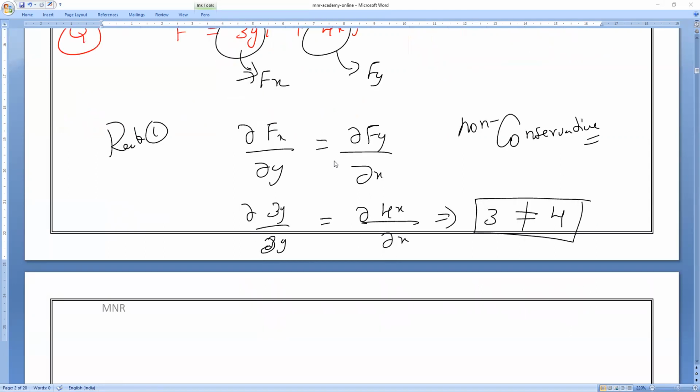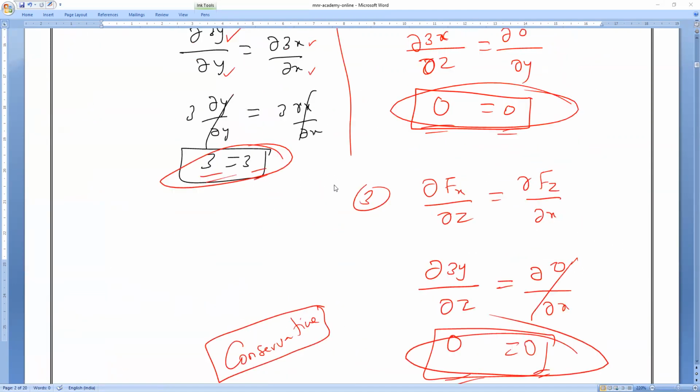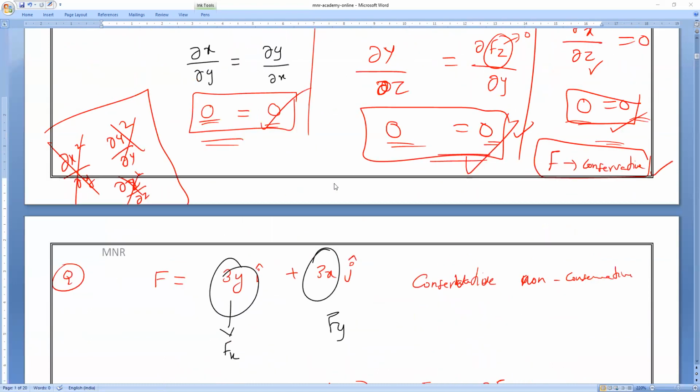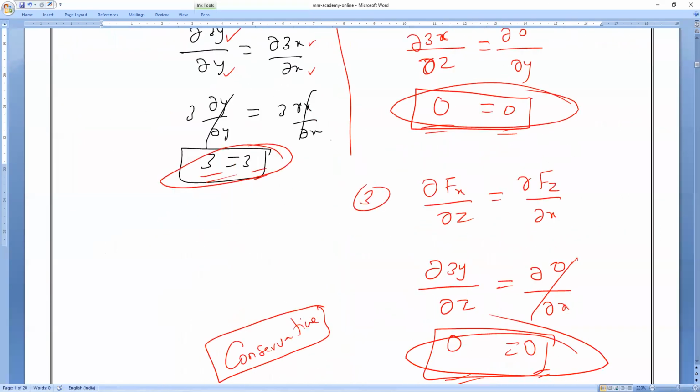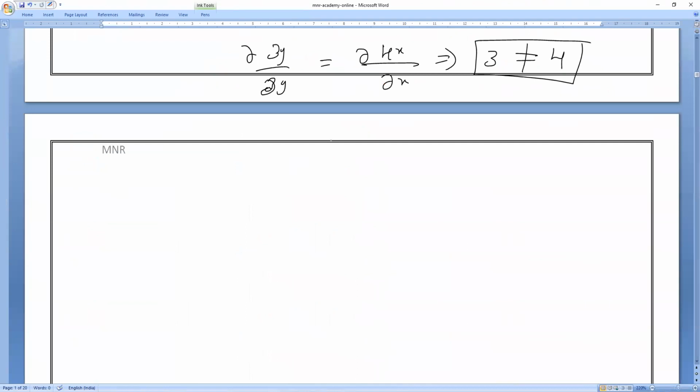This is about conservative or non-conservative. So 3 rules you always have to remember. If you remember the 3 rules, this concept is very, very simple. It's not a big deal at all. That is what I can say. Anybody having doubt, you can ask me. Otherwise I'll go to the next question.